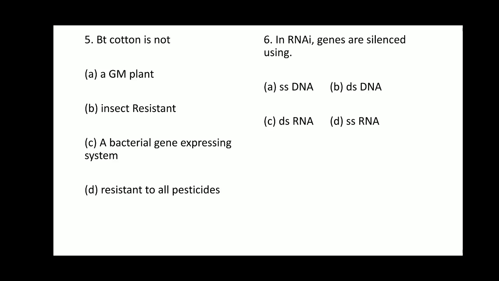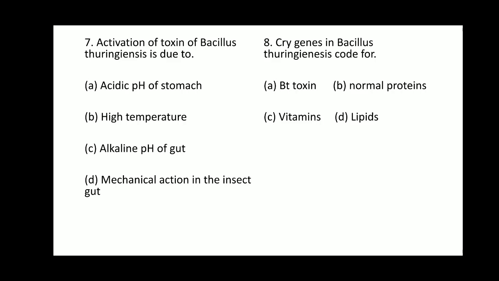Yes, it is not resistant to all pesticides because Bt cotton contains the genes cry1Ac and cry2Ab, which are resistant to cotton bollworms only, not to other insects. Getting it? Because these Bt toxins are highly specific based upon the crop and the plant, they are going to be isolated and expressed. So option D for question number 5. Option D is the right answer.